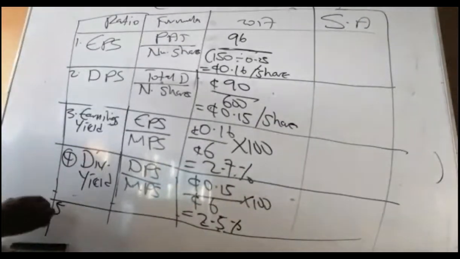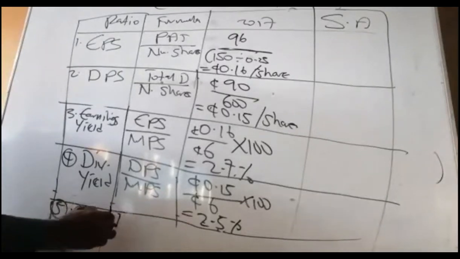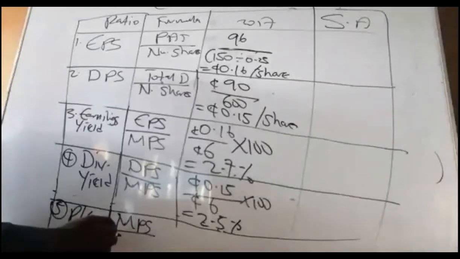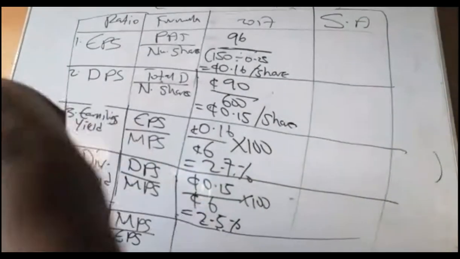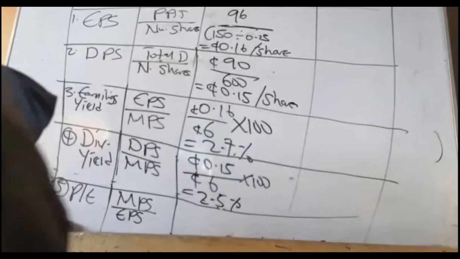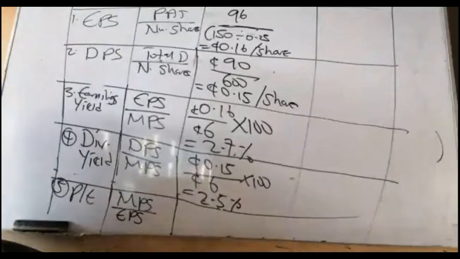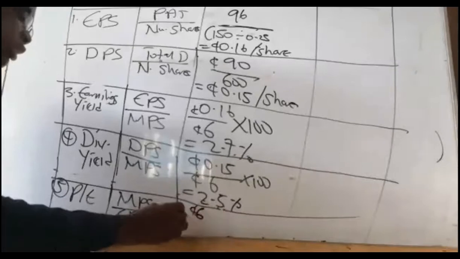So PE ratio, number 5. PE ratio is equal to the market price per share over earnings per share. So over here, what is the market price per share? What is the market price per share? So the market price per share of 60 Ghana cedis is given to us.